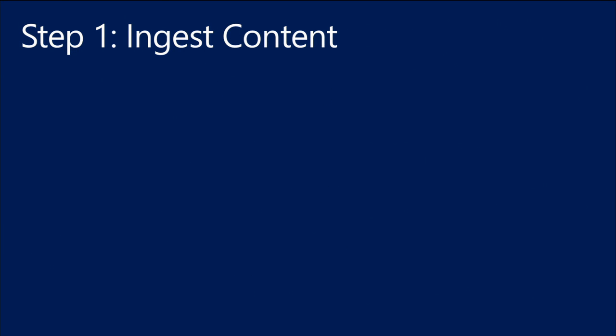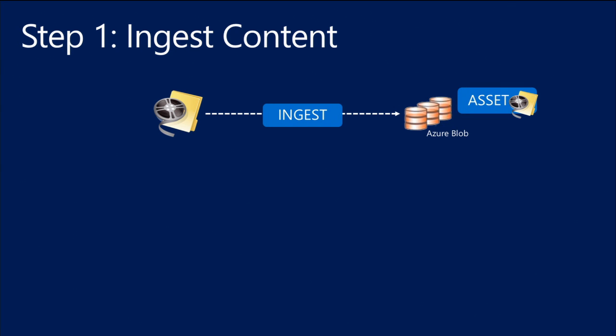The very first step: ingest content. So what happened just now is I have a file locally, and I ingest that into Windows Azure Media Services. We are going to create an asset folder conceptually, associate the asset file with that asset folder, and store the video into Azure Blob.